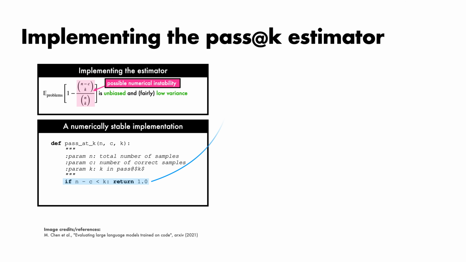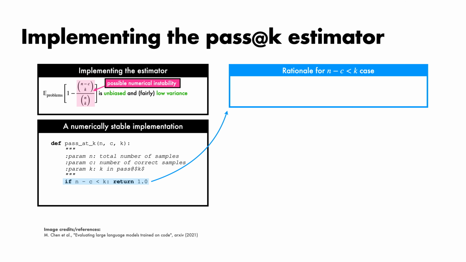The rationale behind this line is that, as we saw earlier, the value of n minus c choose k is 0 whenever n minus c is less than k. That means that if we look at the value of our estimator, this numerator term goes to 0, and we are left with just 1.